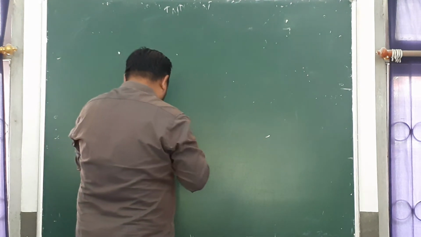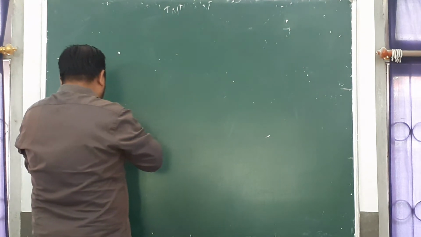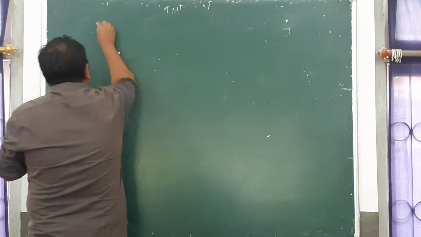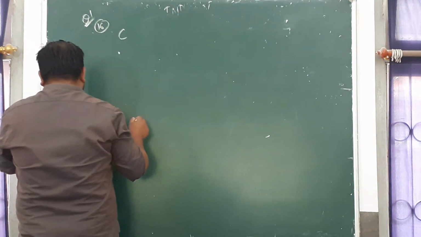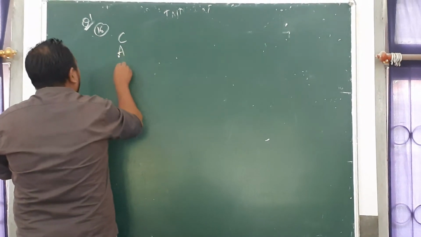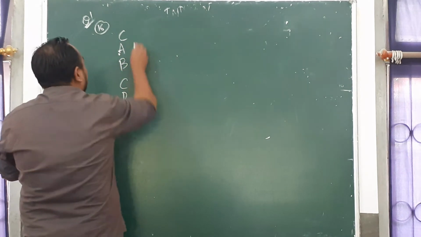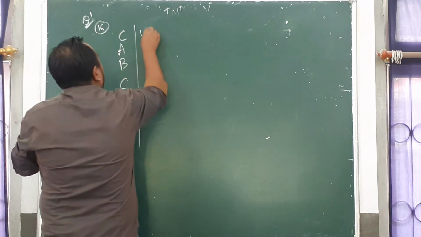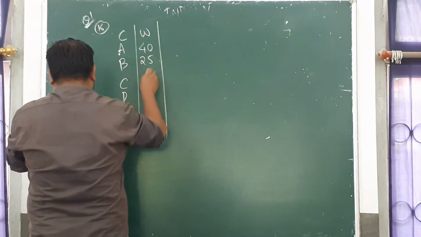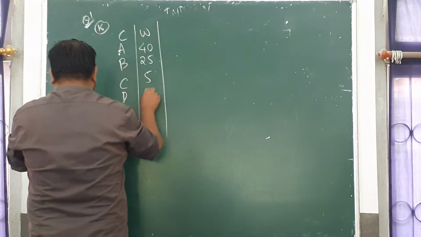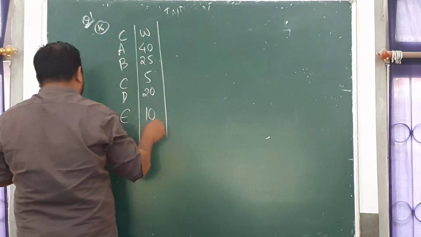Okay, so this is question number 16. Let us start one. The commodities are given, question number 1 from the book, this is 16. Commodities are A, B, C, D and E, 5 commodities are given. Their respective weights are given, 40, 25, 5, 20 and 10. Most of the time, please keep in mind, you are going to get this question.